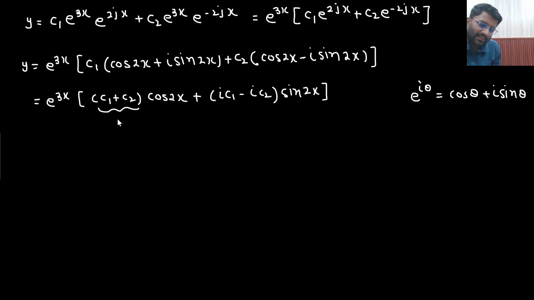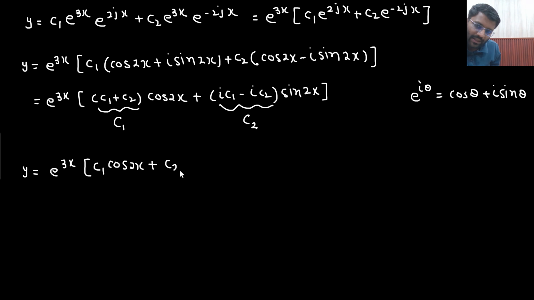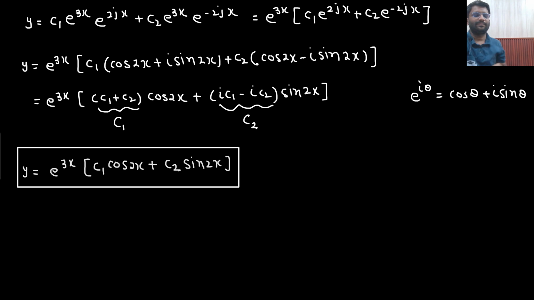What is this? This is some constant A. And what is this? This is some constant B. Or let's call this some constant capital C1, and this is some constant capital C2. So can I write down my answer as y equals e to the power 3x, capital C1 cos 2x plus capital C2 sin 2x. There you go. This is the answer that you are getting.